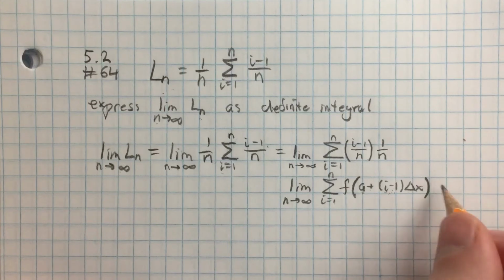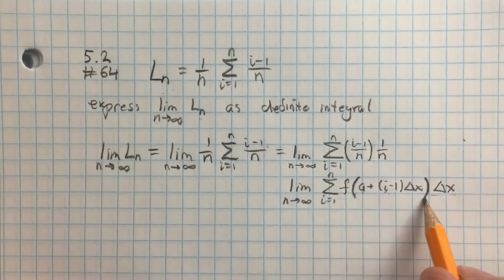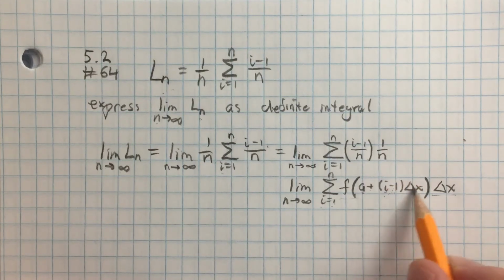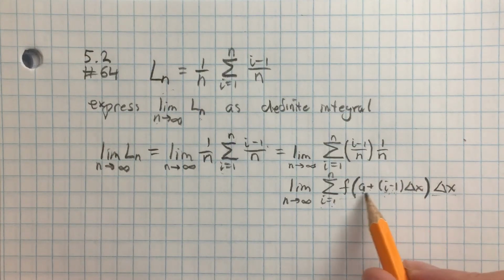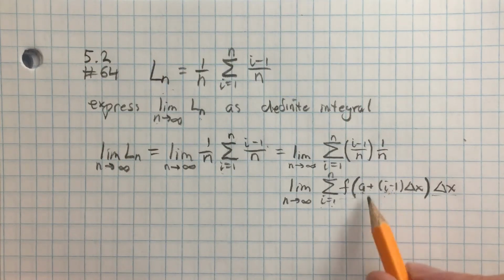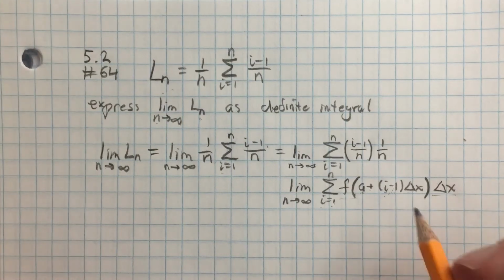And then delta x on the outside of the whole thing. Right? Again, base length of rectangle times height of rectangle, left endpoint, because when i starts at 1, delta x should be multiplied by 0, so you have not moved. You don't want to move to the right side of the first rectangle, you want to stay on the left side of the first rectangle. And then this expression will keep you on the left side, the left endpoint of each rectangle.